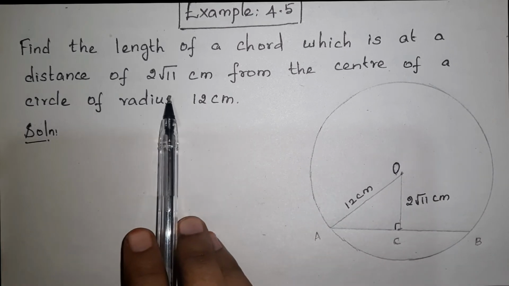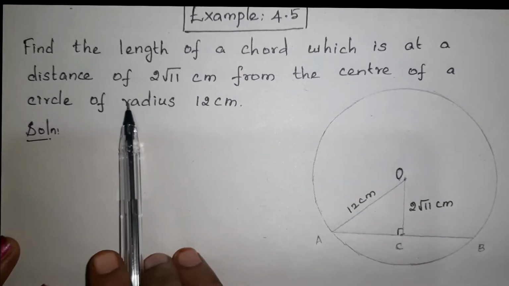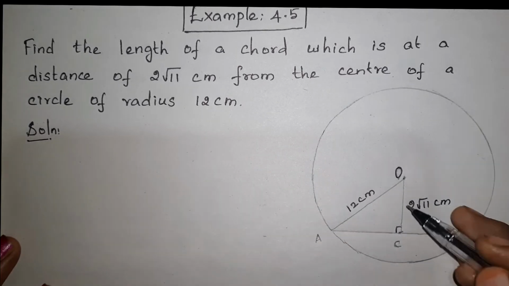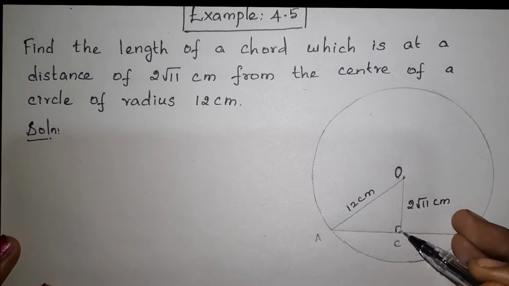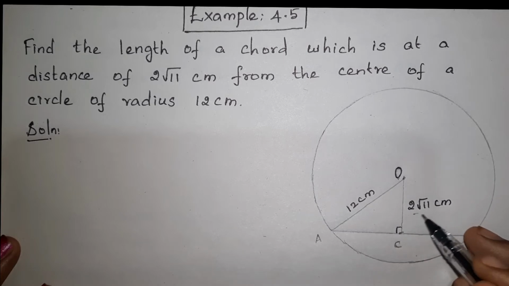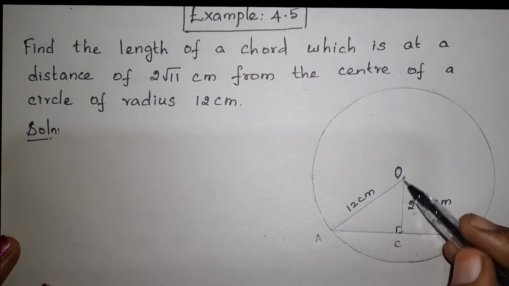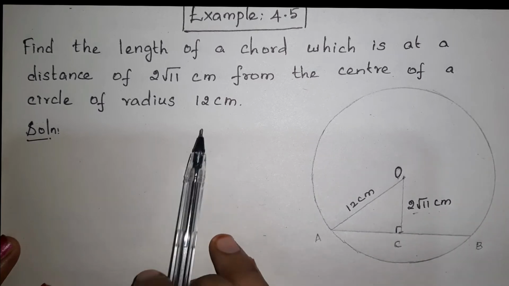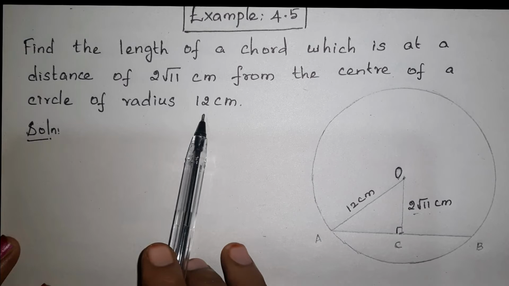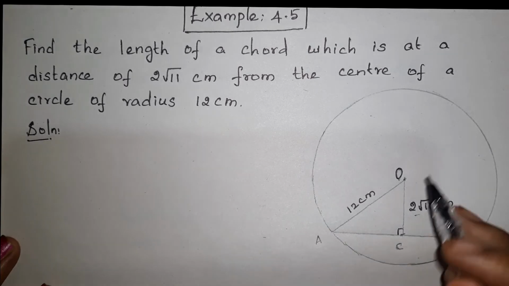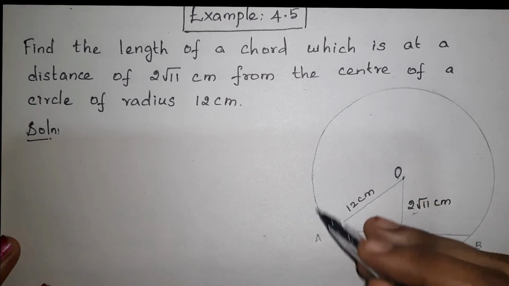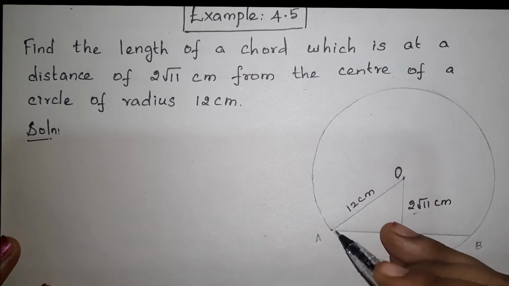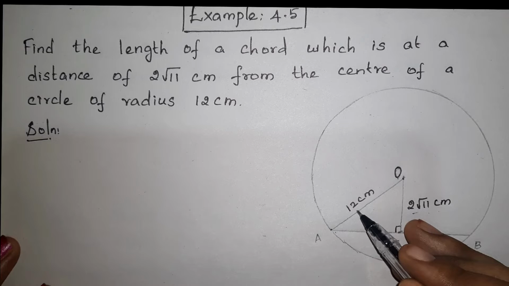So what is given in the first sentence? A chord which is at a distance of 2 root 11 centimeter from the center of a circle. So from the center to the chord, the distance is 2 root 11 centimeter. Then the radius is 12 centimeter. From the center to any point on the circle, A, this is known as the radius. I mark this as 12 centimeter.